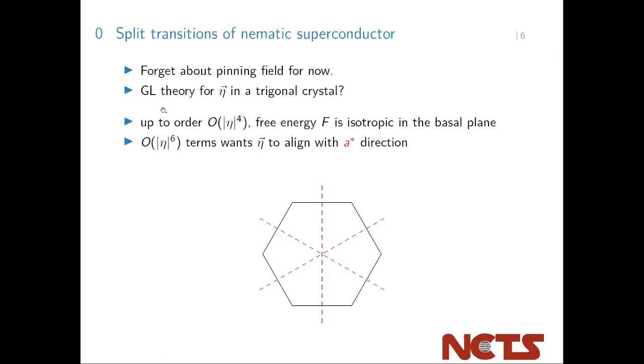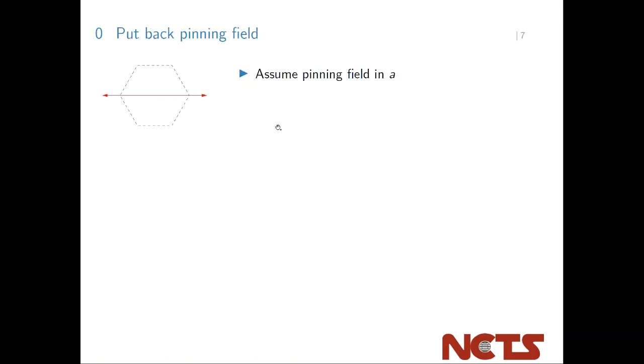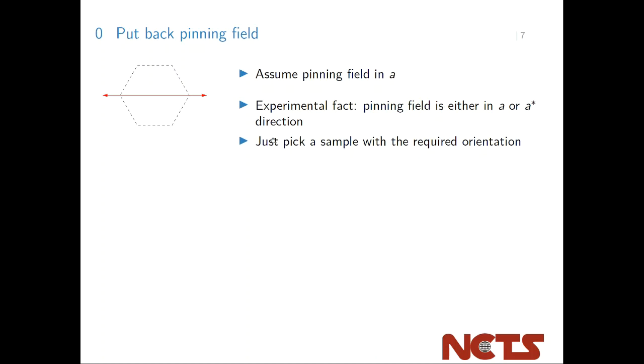If you go through the mathematics with the trigonal lattice group for bismuth selenide, you'll find that if you do the expansion up to 6th order in eta, then the most general free energy expansion favors eta aligning with a high symmetry lattice direction, the A star direction as plotted here. And we put back the pinning field on top of that, assuming the pinning field is in the A direction. You can always have that experimentally.